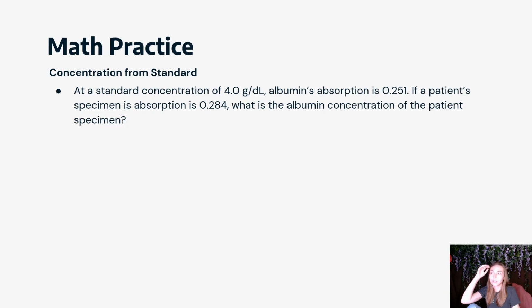So, at a standard concentration of 4.0 grams per deciliter, right? Standard concentration, CS, albumin's absorption is 0.21. So at the standard concentration, the standard absorption would be 0.251. Our specimen absorption for our patient, so the absorption of our unknown, is 0.284. What is the concentration of this patient?